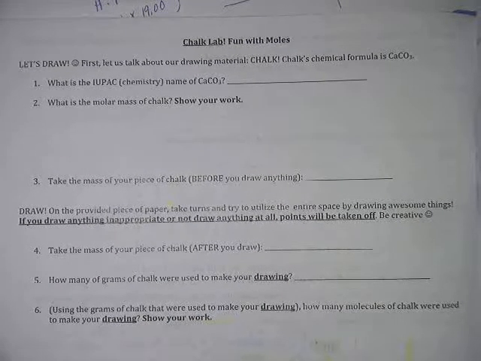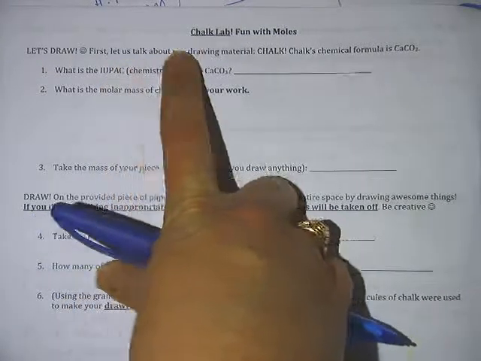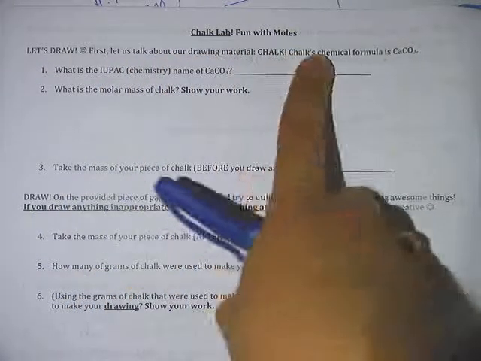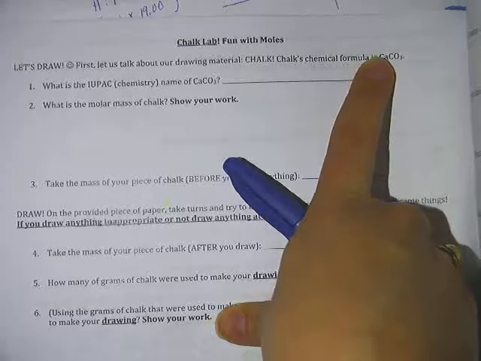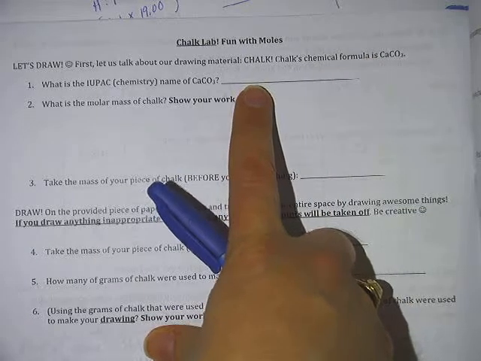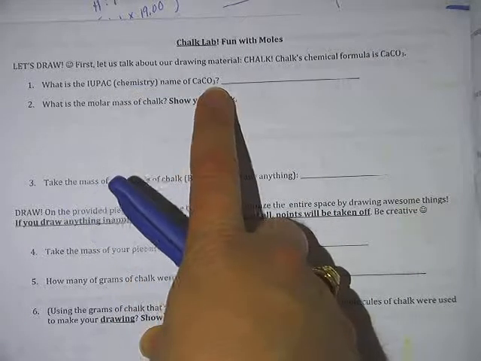Okay. We are starting with this lab on page 42. And the first thing it says is we're going to use some chalk today. The chemical formula for chalk is CaCO3. So we need to figure out what is the chemical name for CaCO3.